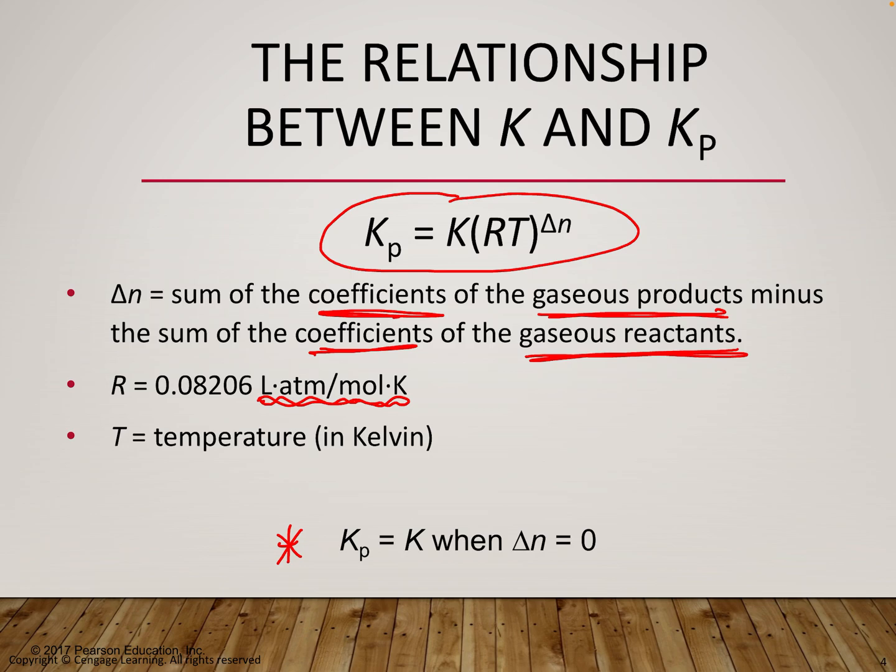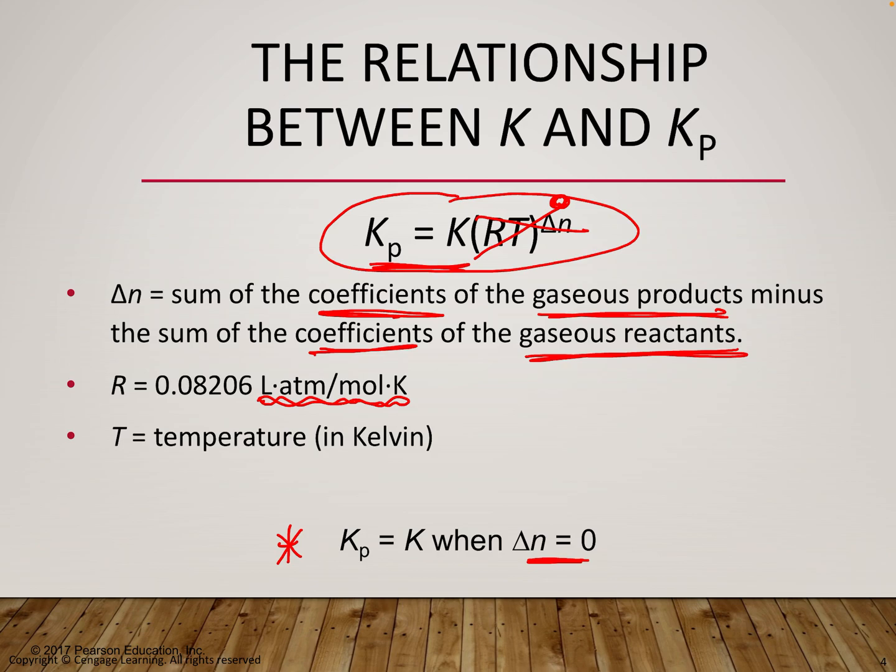Kp is equal to K when our change in our gaseous moles is equal to 0. So if we have the same number of gaseous moles on each side of the equation, then our change in our number of gaseous moles is equal to 0. So if this is 0, anything to the 0 power equals 1. So that means that this whole thing is just equal to 1. So Kp will be equal to K when delta n is equal to 0.